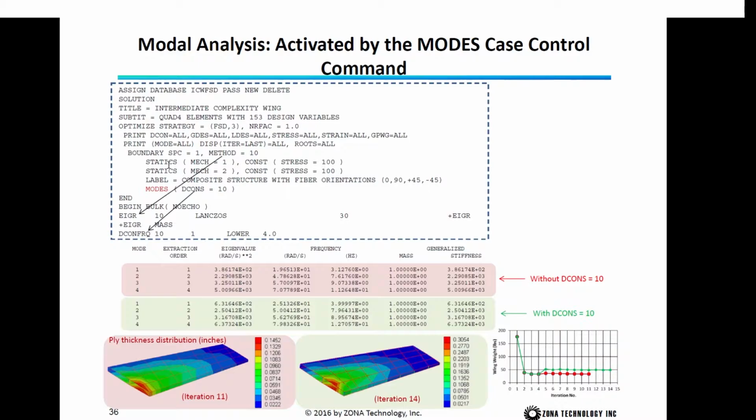So you can impose two static loads, and also you can say MODES, and the DCONS refers to DCONFRQ. This imposes the natural frequency constraint, so that the lowest natural frequency must be greater than 4 hertz. Okay, and meanwhile, the method you refer to AGCON.